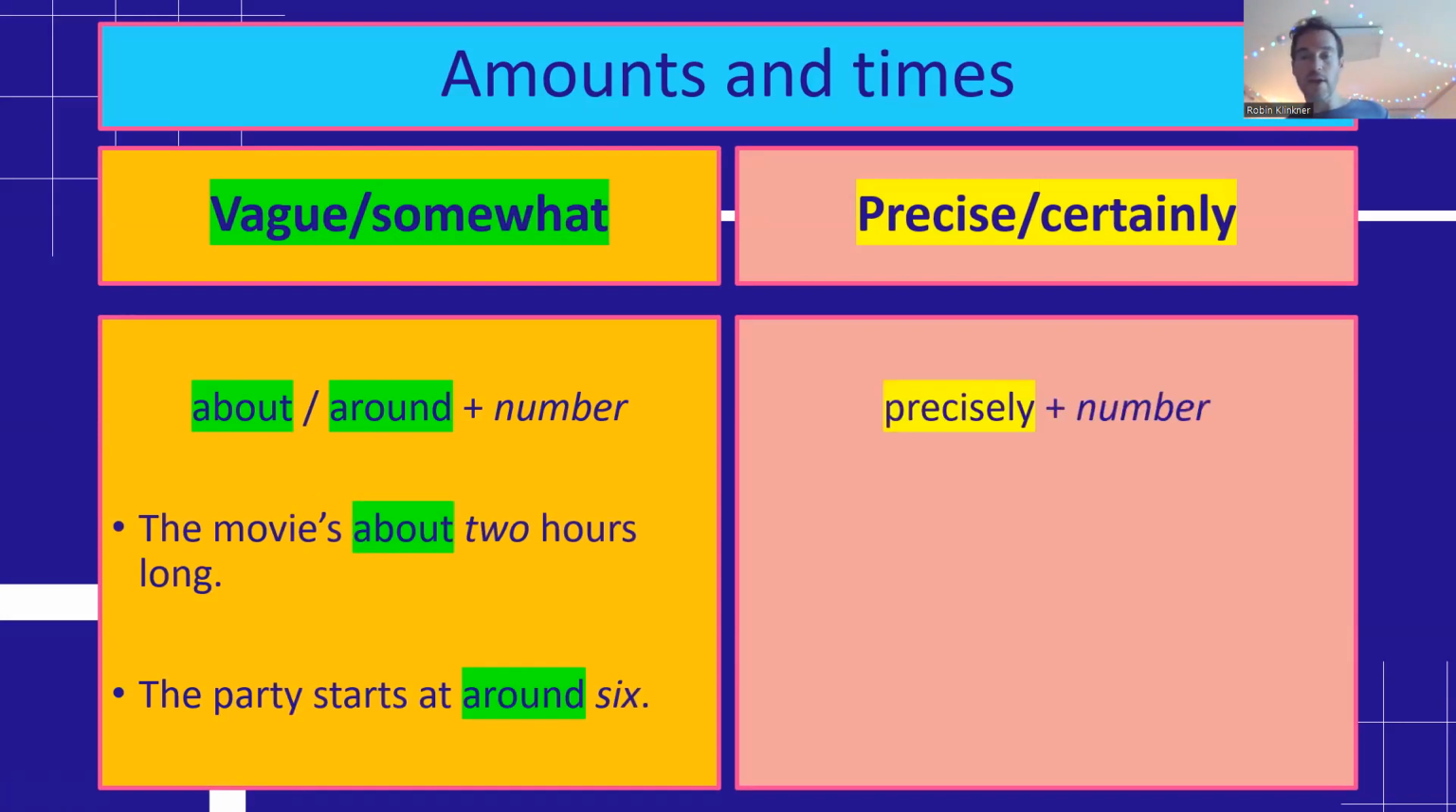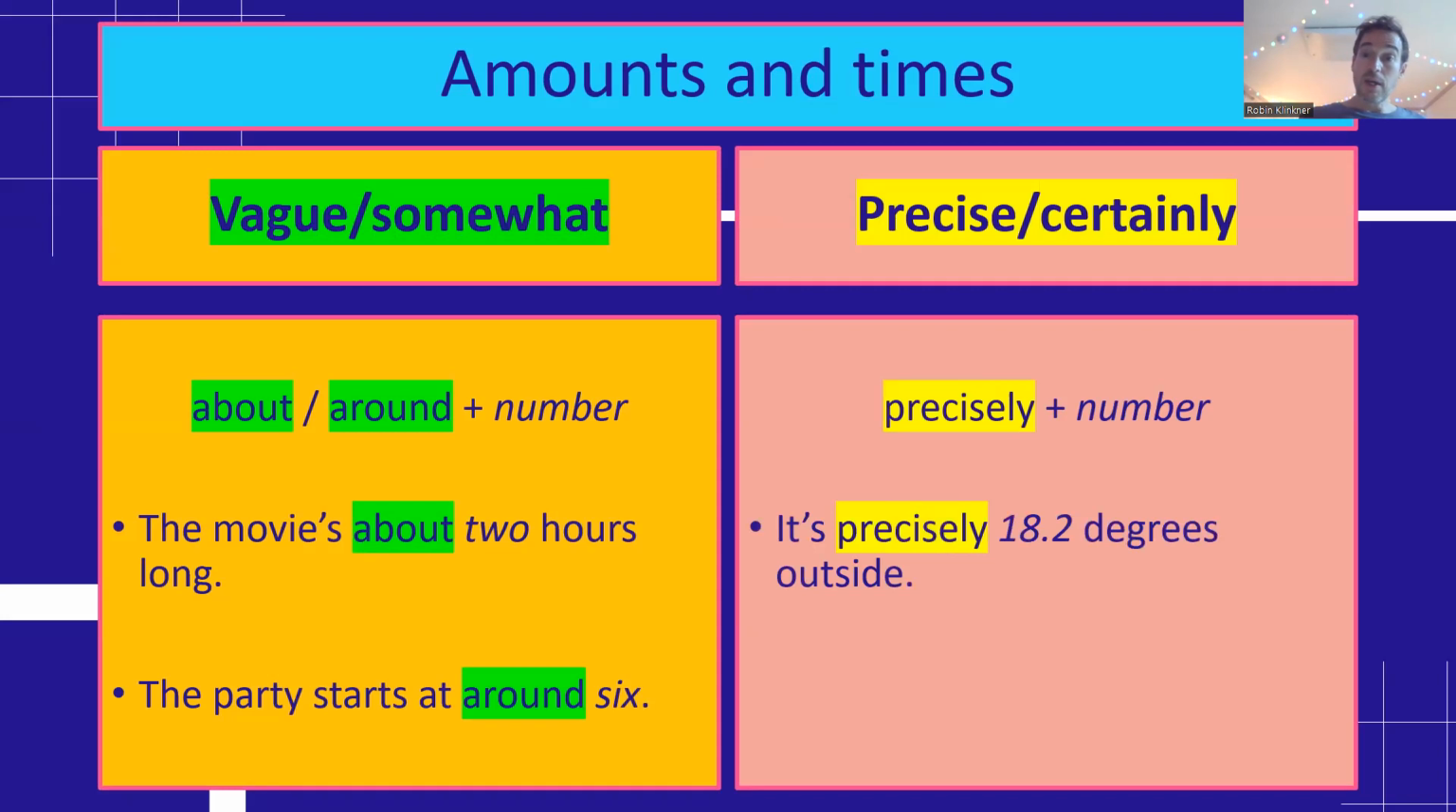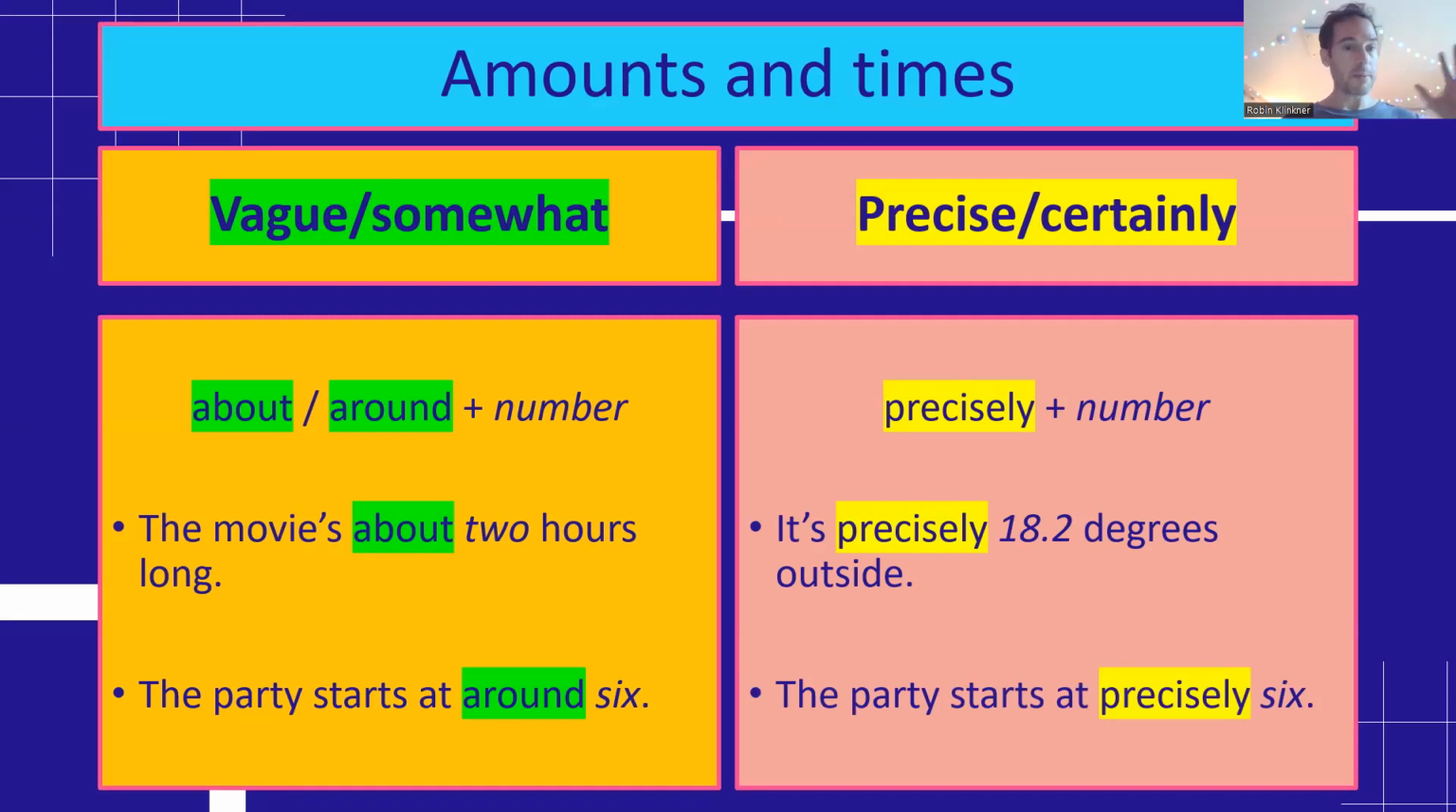All right. On the other hand, when you need to be exact, when you need to be precise, we say precisely plus the number. It's precisely 18.2 degrees outside. It's probably not a very natural expression. People normally don't say that, but sometimes you need to be precise. The party starts at precisely 6. Okay, so it sounds like it's important maybe to be there by 6.